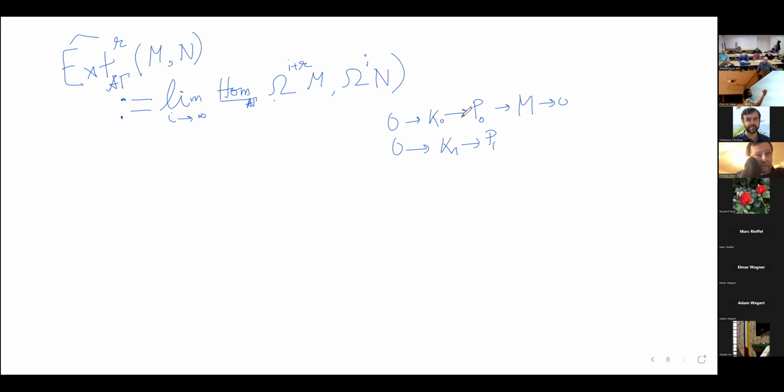and P1 to M, and then K1 to P. It's a very, very old and extremely standardized result called Schanuel's lemma. It basically says that P0 plus K1 is the same as K0 plus P1.